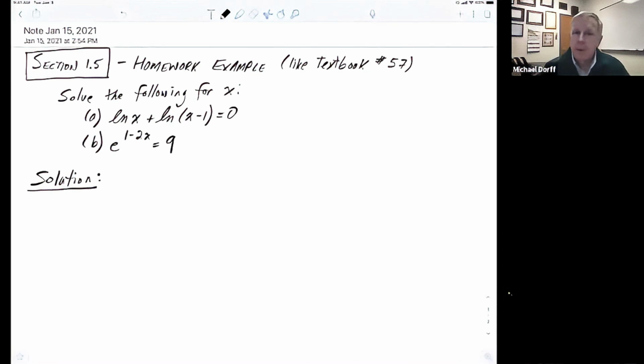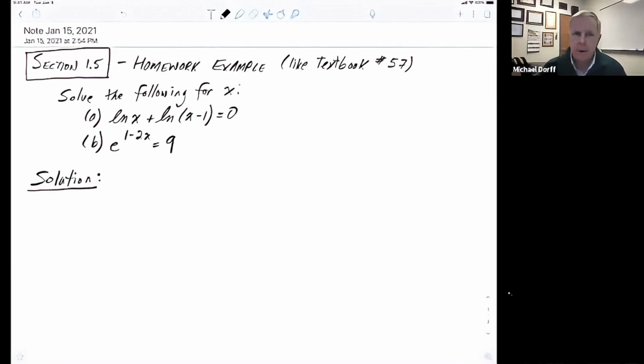We're in section 1.5, and we're going to look at an example of a homework problem. This problem has two parts. Solve the following for x. The first one is the natural log of x plus the natural log of (x minus 1) equals 0. We want to solve that for x. And the second one, we have e to the power 1 minus 2x equals 9.